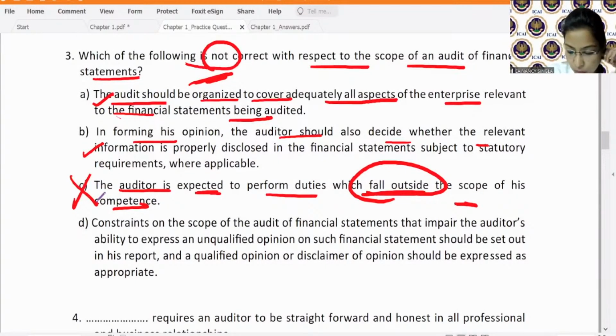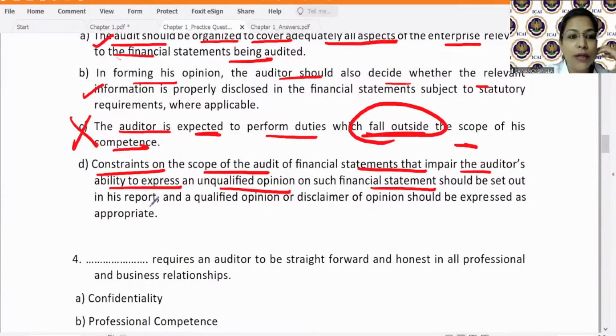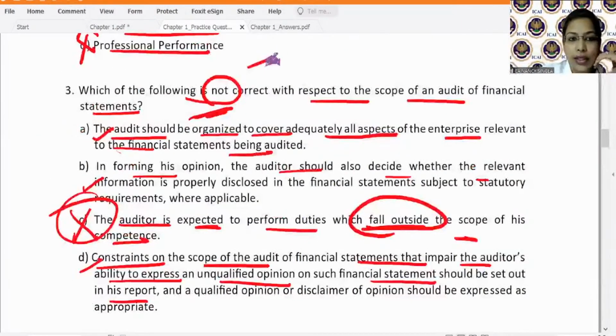Rohit, where are you getting confused? Send in your reply. So the answer to third is C, which you all have absolutely answered correctly. And constraints on the scope of audit that impair the auditor's ability to express an unqualified opinion should be set out in his report, which is also correct. So the answer is C. Why? Because it is mentioned here, not correct.